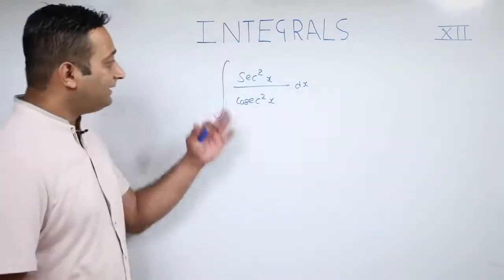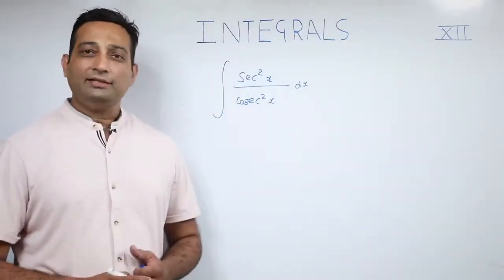In this question, we can see that the numerator is secant square x and the denominator is cosecant square x.